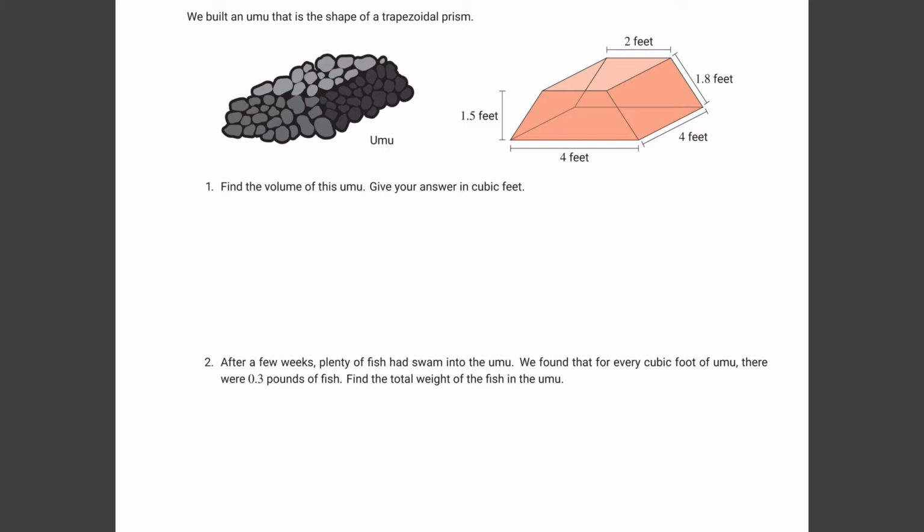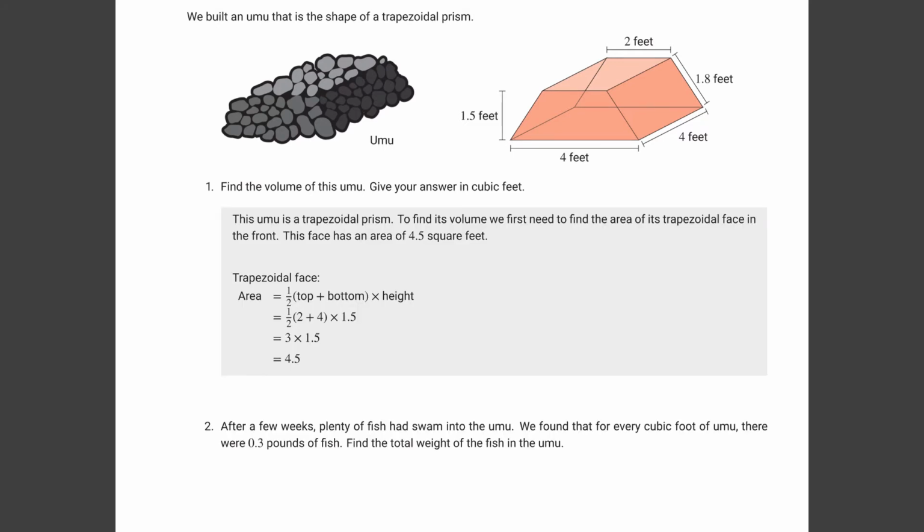Aloha, welcome back. To get the volume of this umu, we need to find the area of the front trapezoidal face. Then we need to multiply that front face by its distance to the trapezoidal face in the back. The area of the trapezoidal face is the average length of the top and bottom parallel sides multiplied by the distance between those two sides.